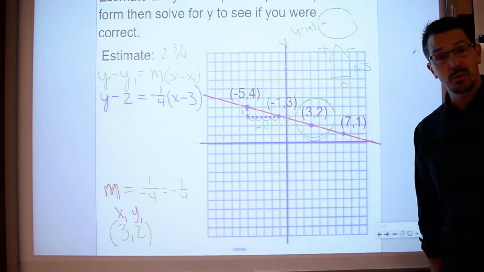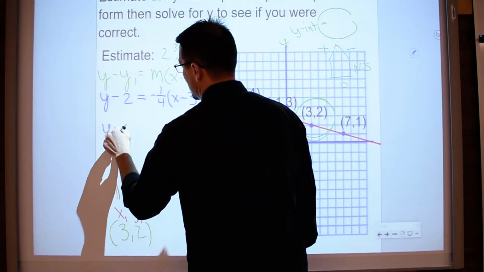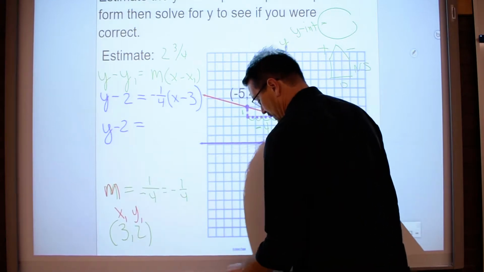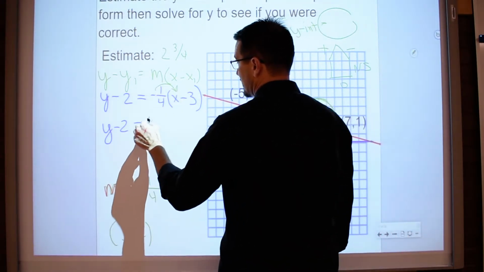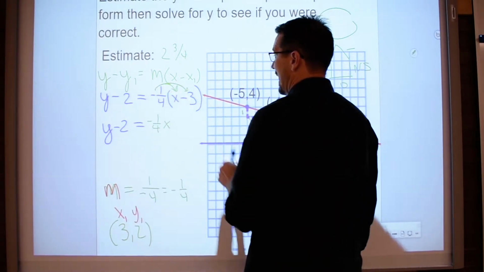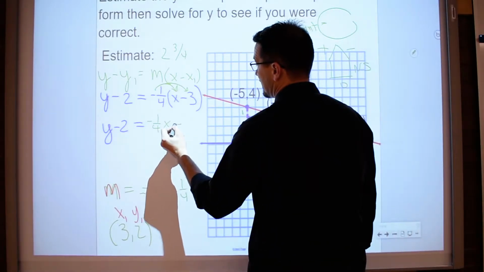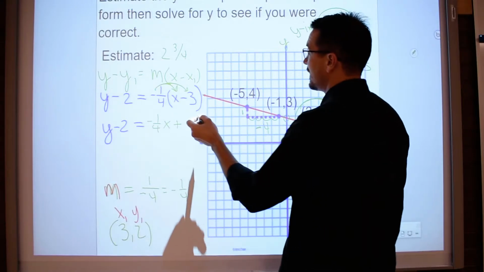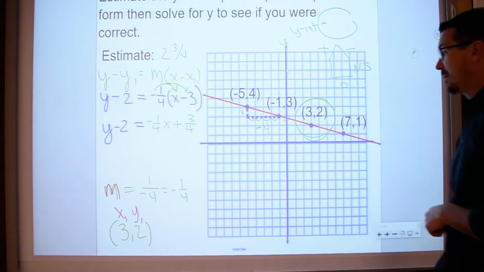Now I can still put this in slope-intercept form. Let's see what happens. I'm going to go y minus 2 equals, and I'm going to distribute this -1/4 through, and I get -1/4 times x is -1/4 x, and -1/4 times -3 is positive, because a negative times a negative is a positive, 3/4. Okay, I'm not done yet though, am I?